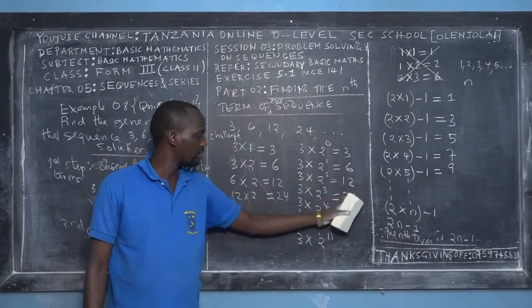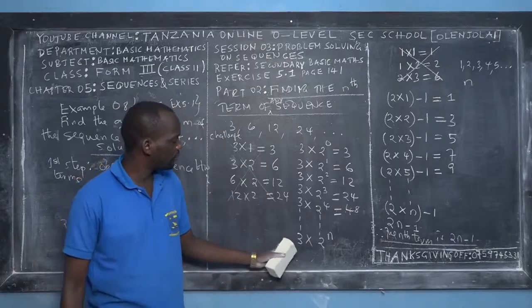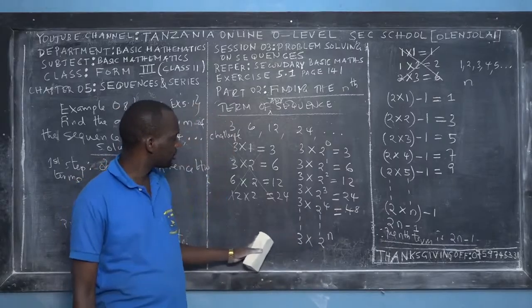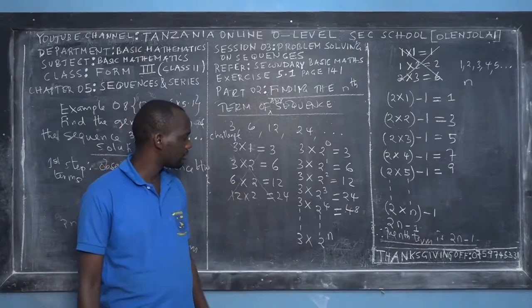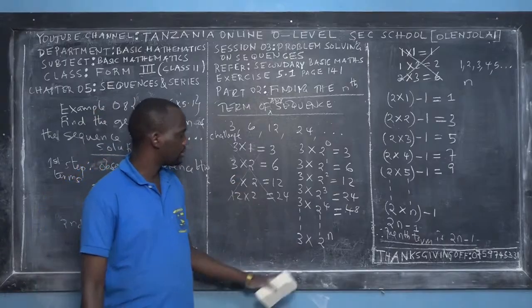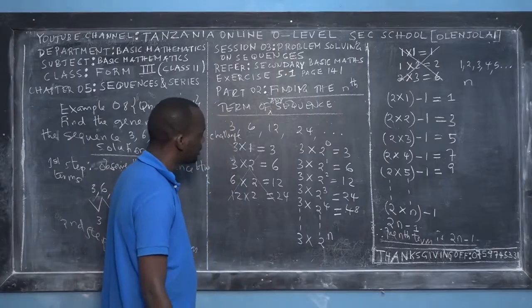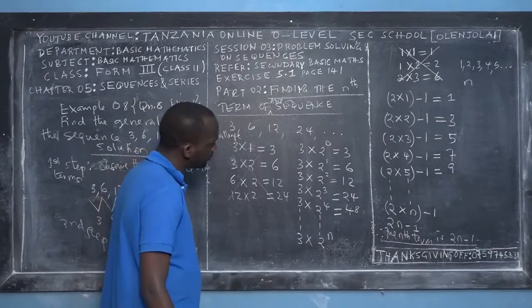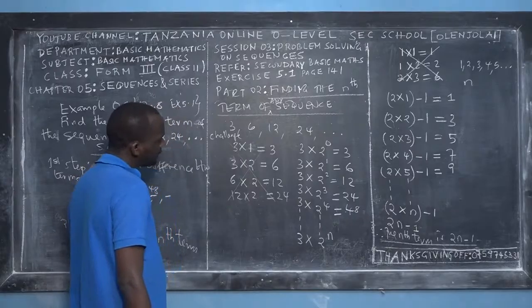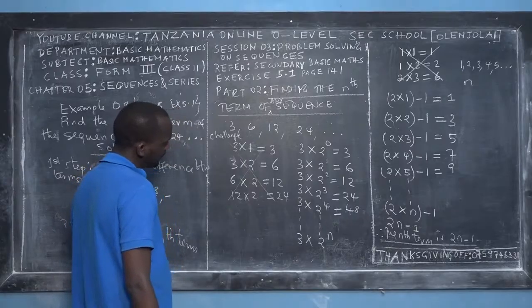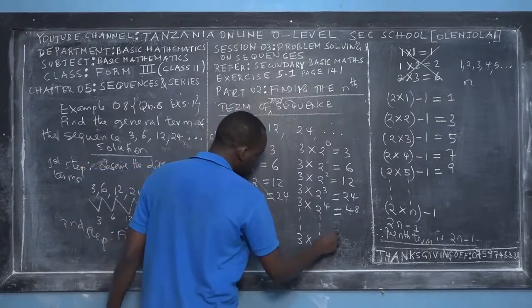So 3 times 2, for instance, if you want to get the fifth term: 1, 2, 3, 4, 5, the fifth term. For the fifth term, we say that n is equal to what? n is equal to 4, because the sequence started from 0. So we say that if n is equal to 1, it will be n minus 1.